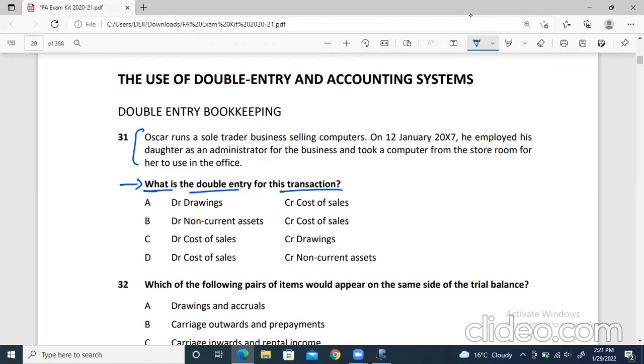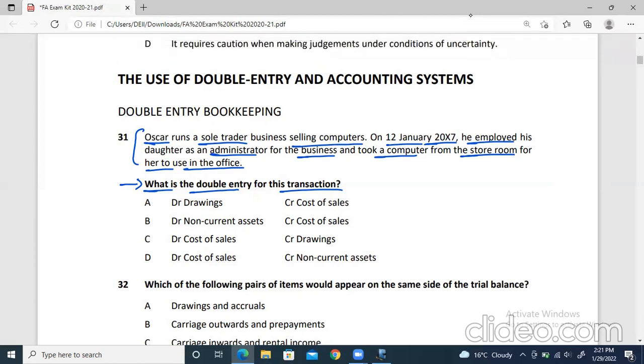Now let's read what he's saying over here. So Oscar runs a sole trader business selling computers. On 12th January 2017, he employed his daughter as an administrator for the business and took a computer from the storeroom for her to use in the office. Okay, now we have to understand what's happening over here. So there is this person known as Oscar. He employed his daughter on an administrator job, and he took an already abandoned computer, which was just lying over in a storeroom or anywhere, and he just brought it to his table and he kept it working. Okay, so that means that something like a non-current asset is being put to work over here.